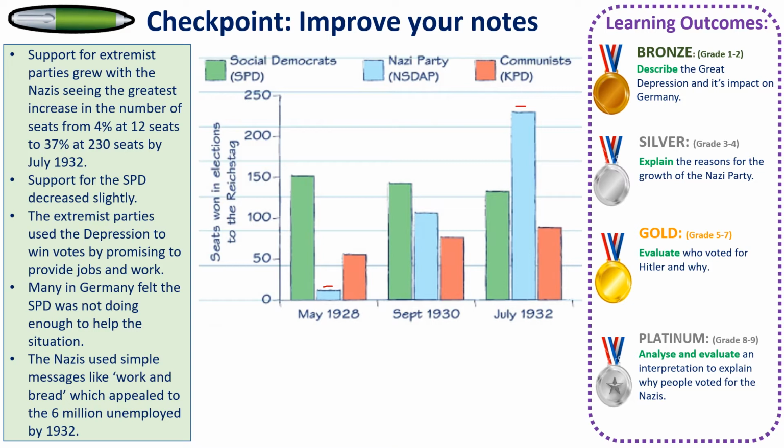What you will see is the amount of support that the Communists gained is about the same as the SPD lost, which sort of shows that people have moved from the Social Democrat Party more to the extreme left, to communists, and Nazi support has come from people who either weren't voting before or were voting for one of the parties that wasn't a main party.